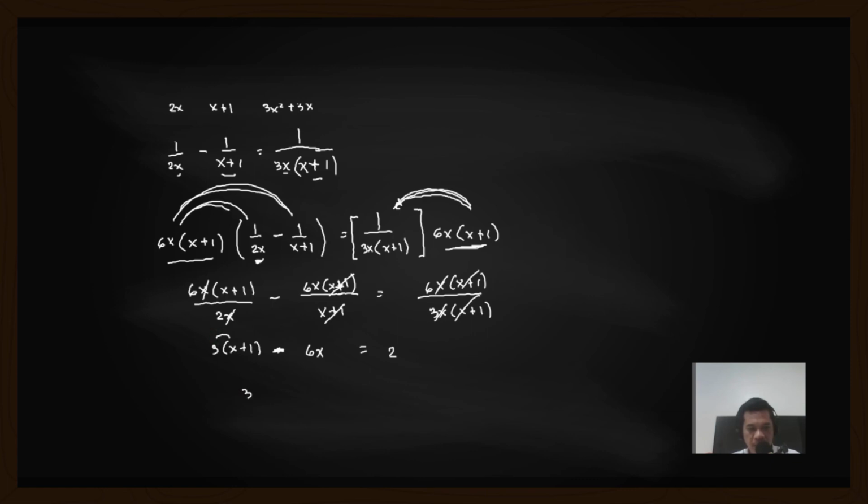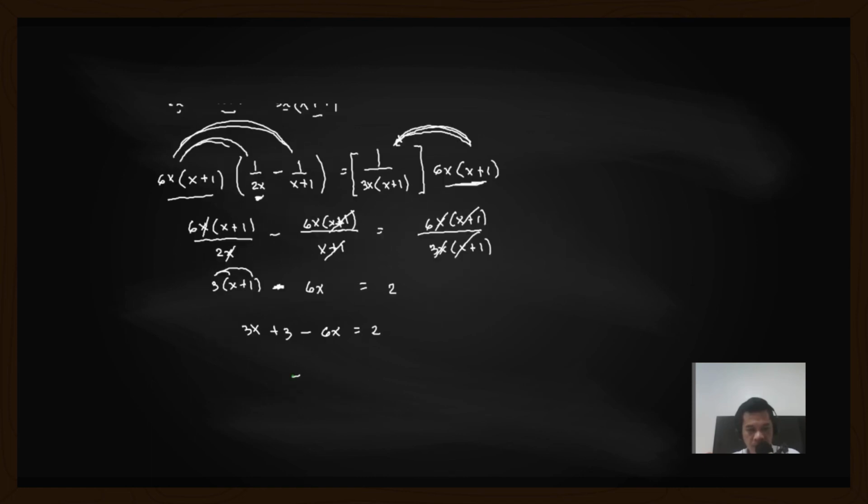Multiply this 3 to x, the result is 3x. Multiply this 3 to 1, the result is equal to 3. Copy the operation, minus, and then copy 6x is equal to 2. So, combine like terms, 3x minus 6x is equal to 2. And then, lipat natin sa kabila. And then, 2. And then, to eliminate this 3, we add both sides by negative 3. So, kung mag-add tayo ng negative 3 dito, and then mag-add tayo ng negative 3, so cancel. And then, we have now negative 3.